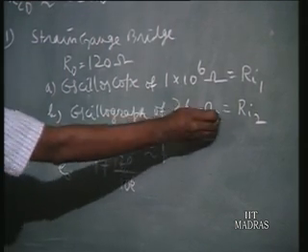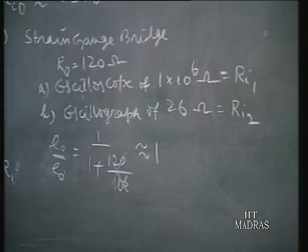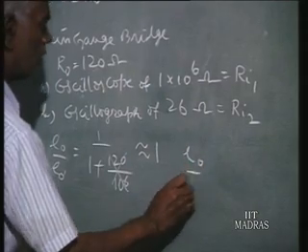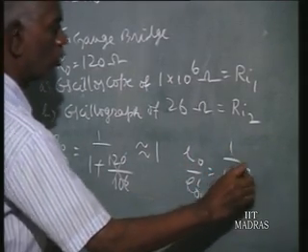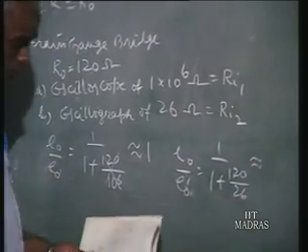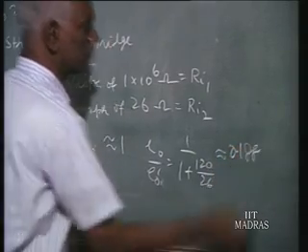Suppose the input resistance is very small, which is a typical case, compared to the output resistance. What is the loading effect? We know there will be a very large loading effect. That is what we are finding out now. That is EO by EO dash is equal to 1 over 1 plus 120, RO by Ri, where Ri is 26. Now this works out to be 0.188.